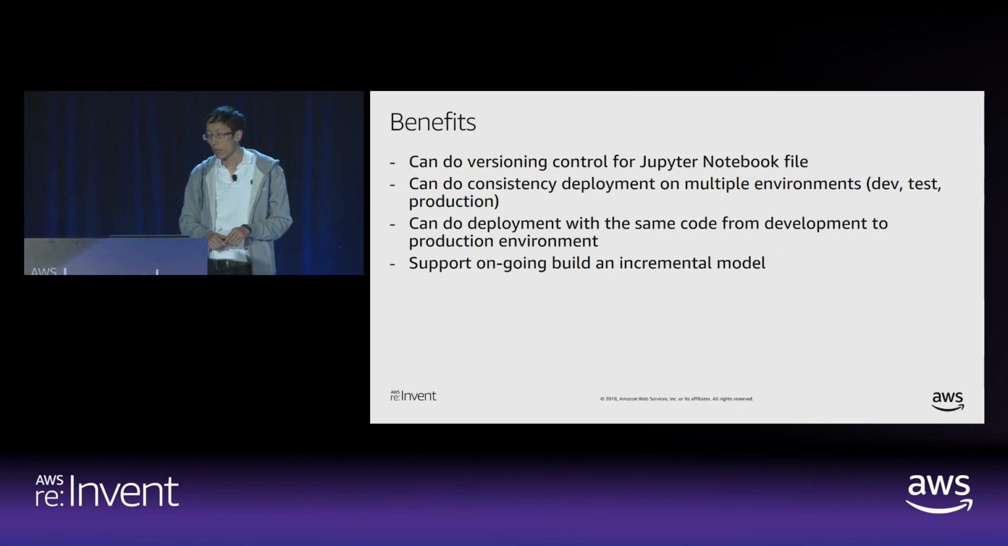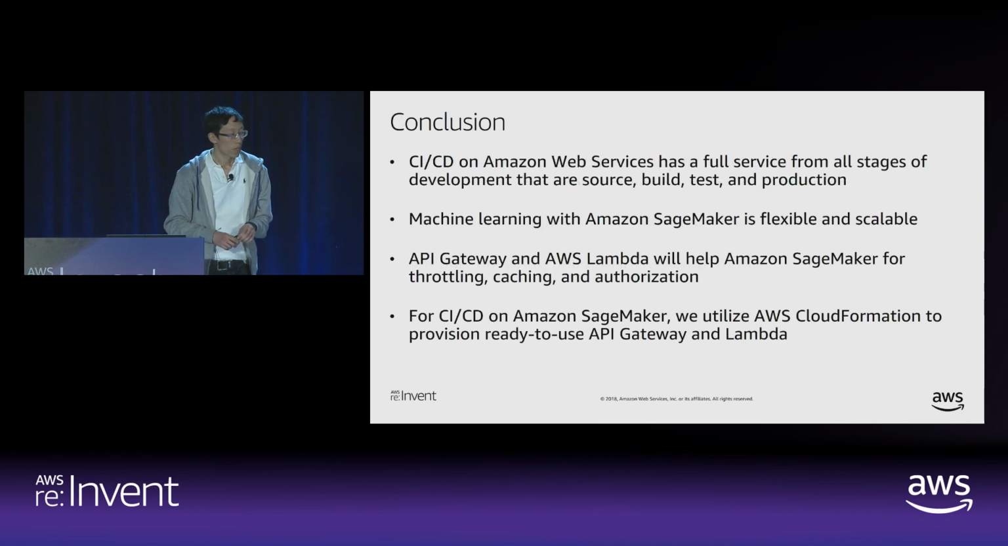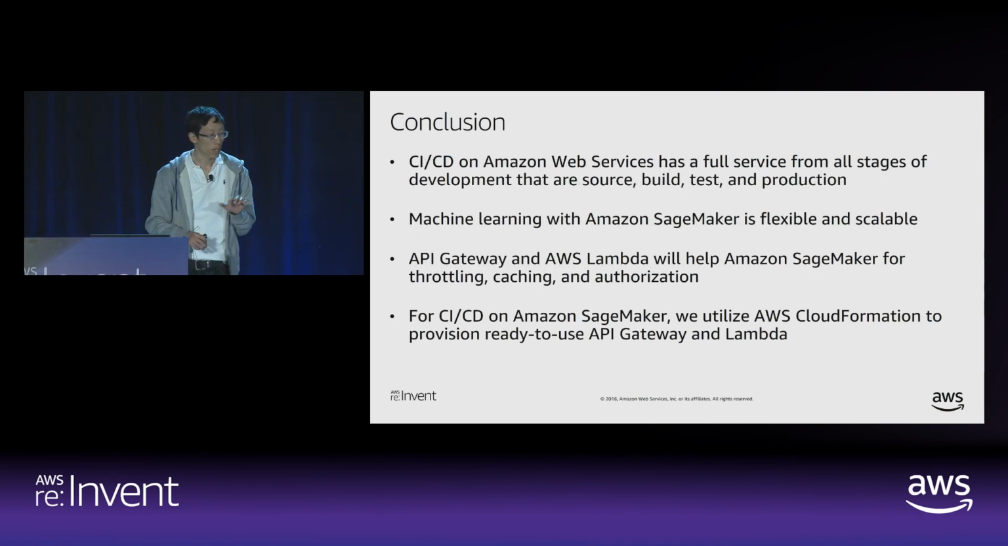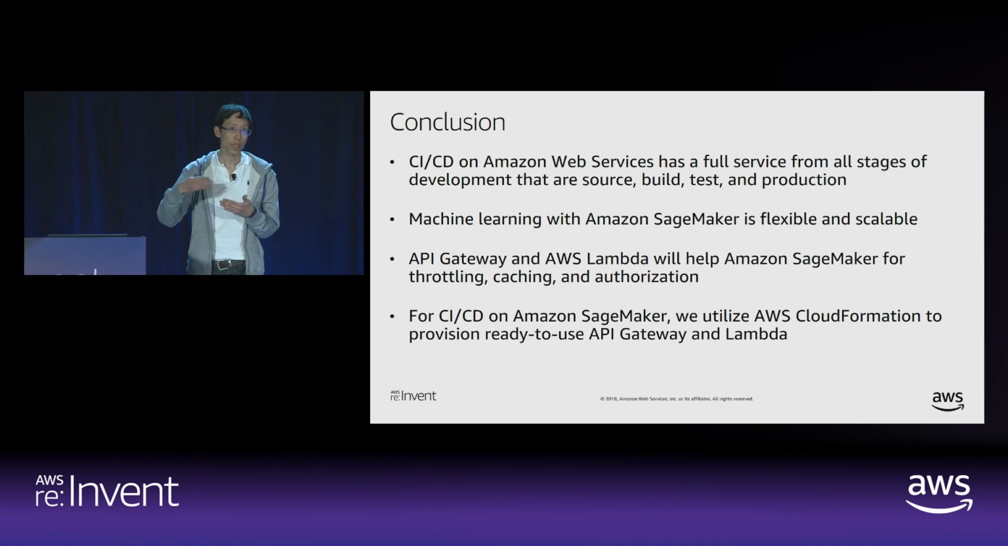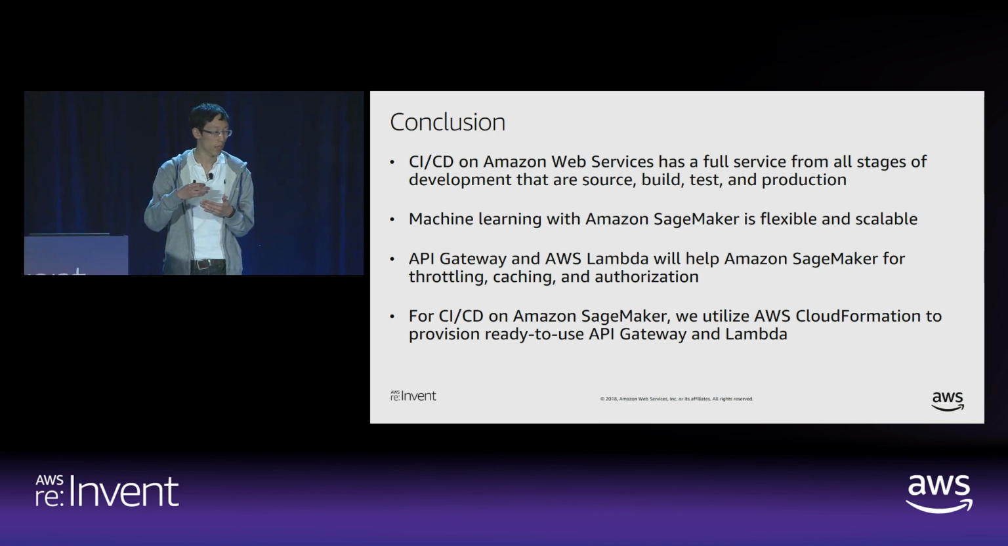Okay. So in conclusion, you can do the CICD on Amazon Web Services from the source, build, test, and also the productions. And you can do the machine learning with Amazon SageMaker, which is very flexible and also scalable. The API Gateway and Lambda are going to help the SageMaker totally to protect the API from many workloads, many rates that are more than your setups. And so you can do the caching.